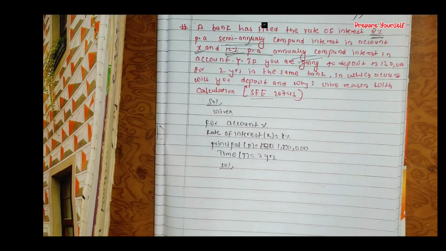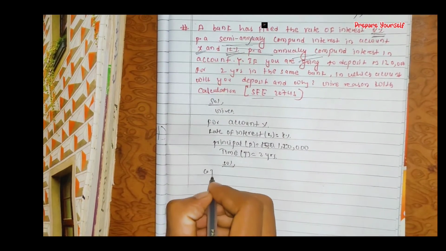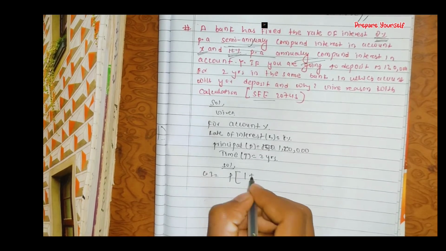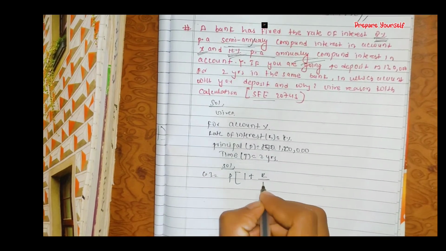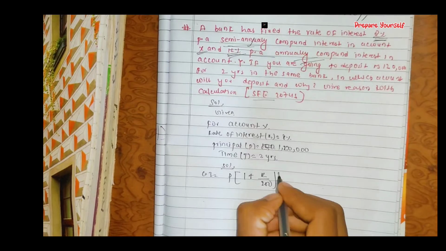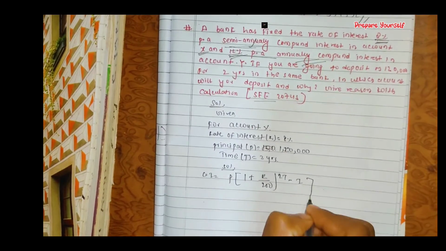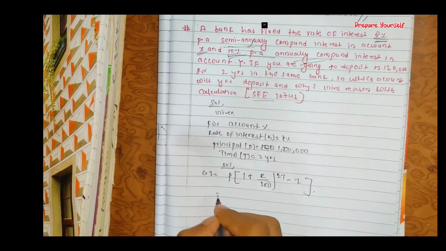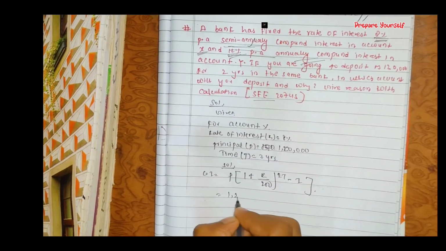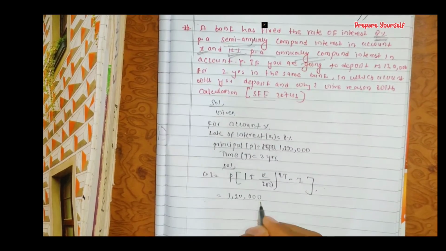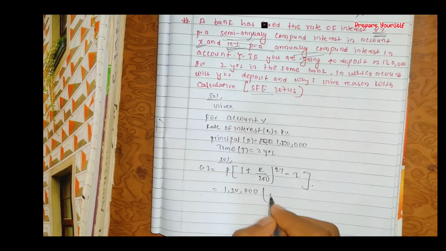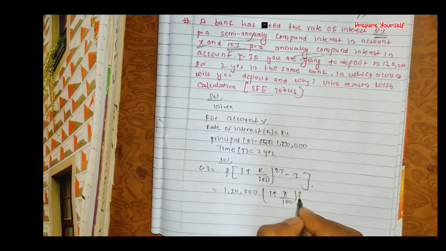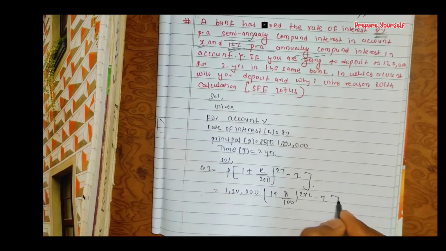So the formula for compound interest is P(1 + R/200)^(2T) minus 1. This is the formula for semi-annually compound interest. Here the principal is 1,20,000, the rate of interest is 8 by 100, and the time is 2 into 2 minus 1.